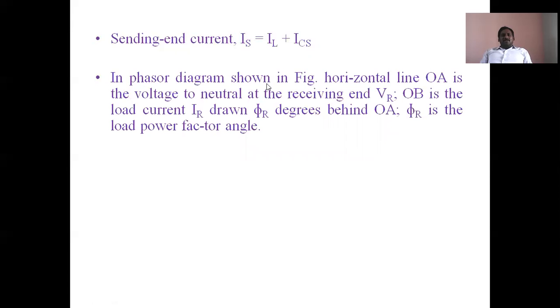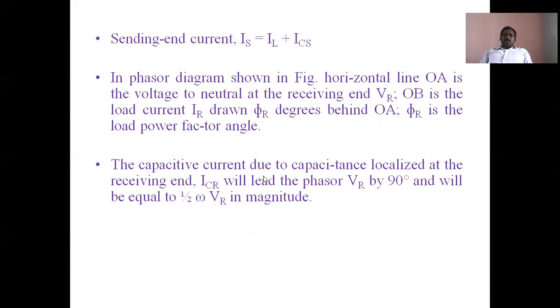So the sending end current IS is equal to IL plus ICS. Is it? So at the left side. And then from the phasor diagram, the horizontal line OA is the voltage to neutral, the receiving end VR. OB is the line current IR drawn phi R degrees behind OA. Phi R is the load power factor angle.